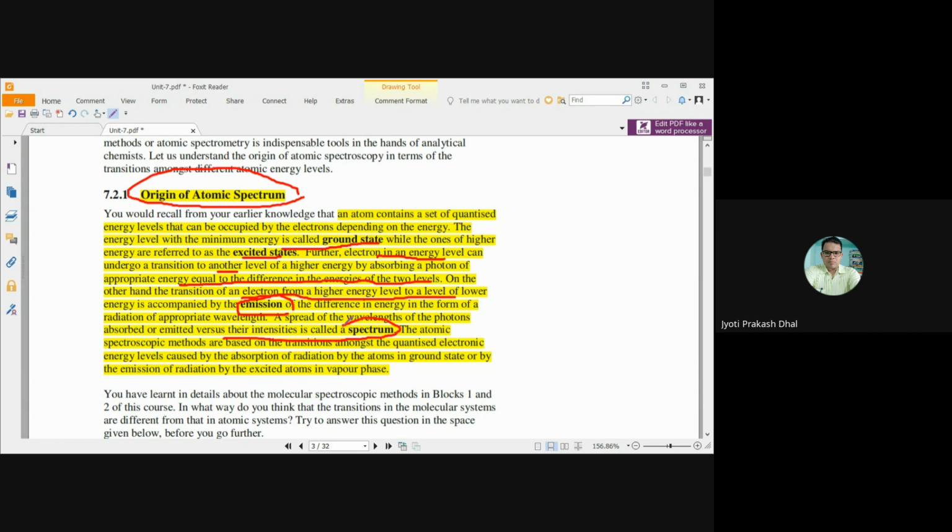And after that, in the excited state, the lifetime of the electron will be very short, and it will come back to the ground state by emitting electromagnetic radiation, and the process is called emission.